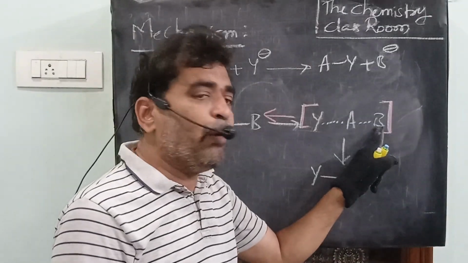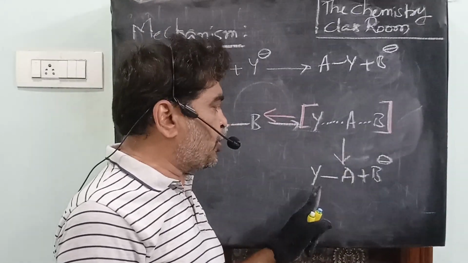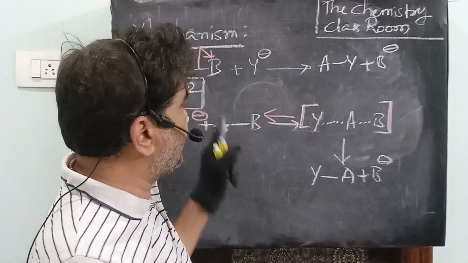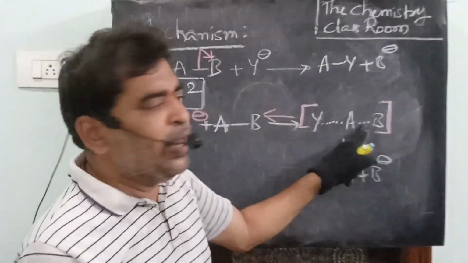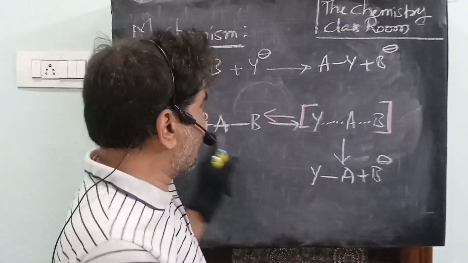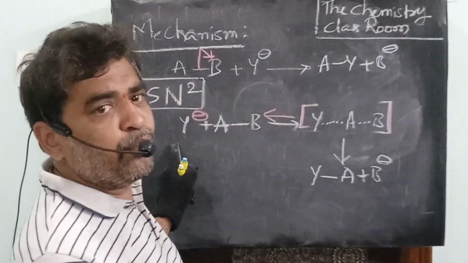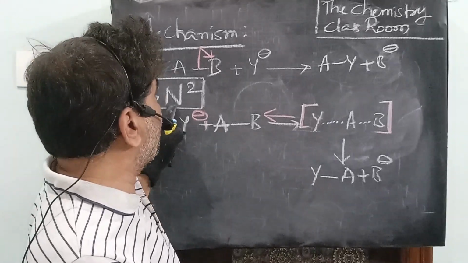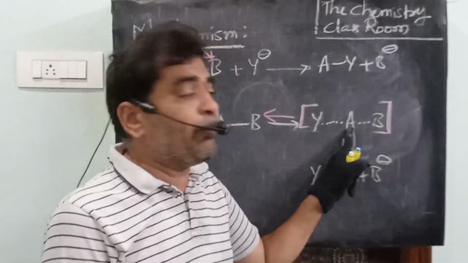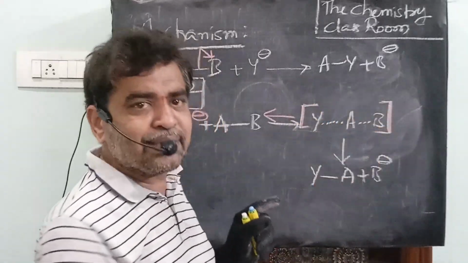But when the A-B bond is completely cleaved and Y and A are bonded, automatically you are getting A-Y and B minus. So in this reaction you see simultaneously the bond is broken, simultaneously the bond is formed, so automatically you are getting the product. So in this reaction the rate of reaction depends on the 2 compounds. The 2 are involved, so it is bimolecular nucleophilic substitution. In the rate of reaction one intermediate is formed, which is very unstable. That's why we show it in brackets, because it is unstable.